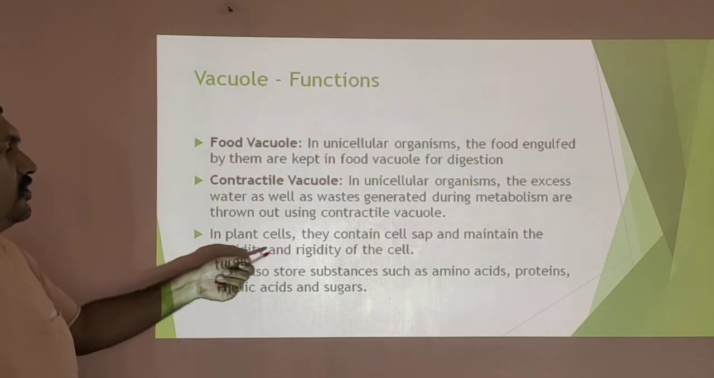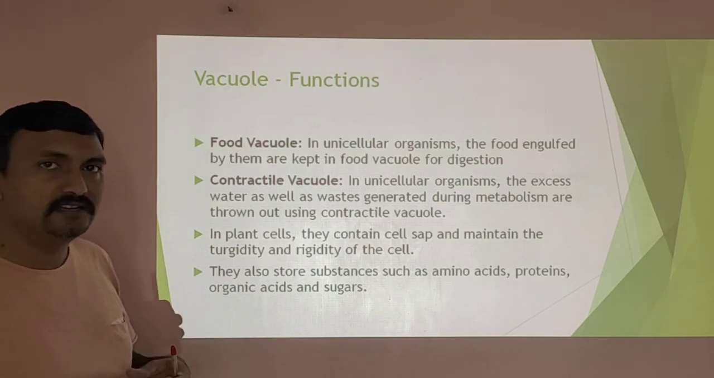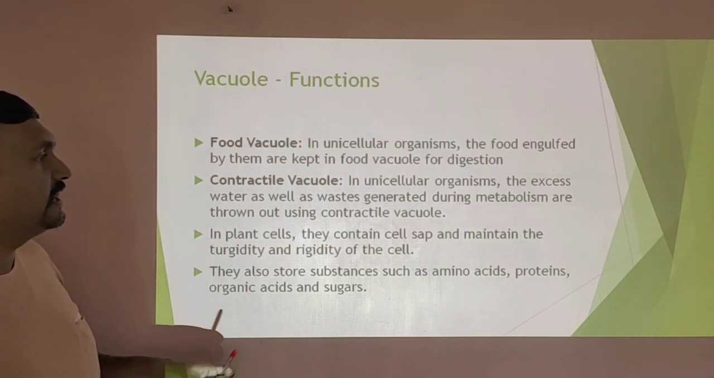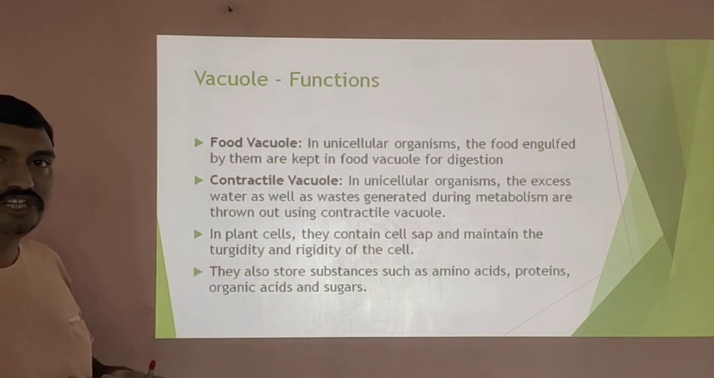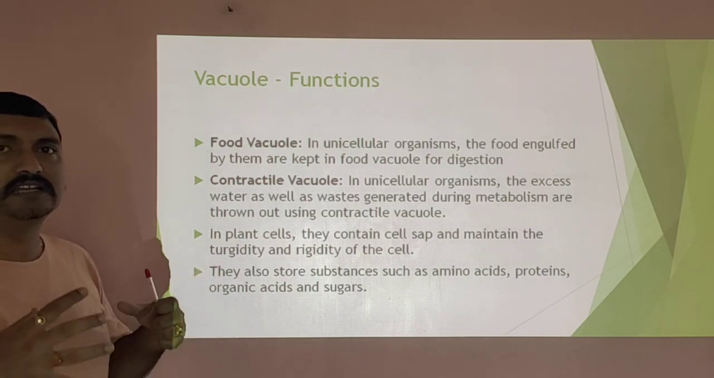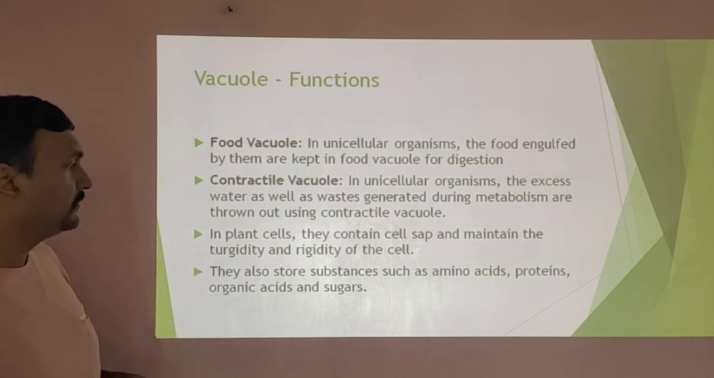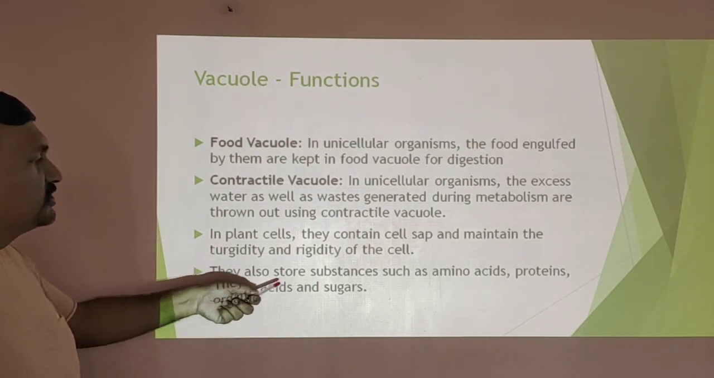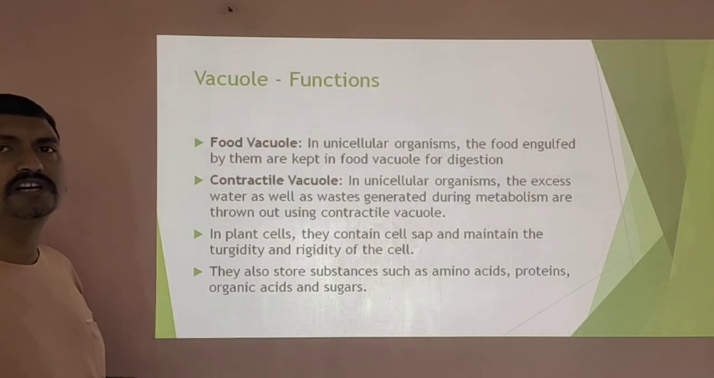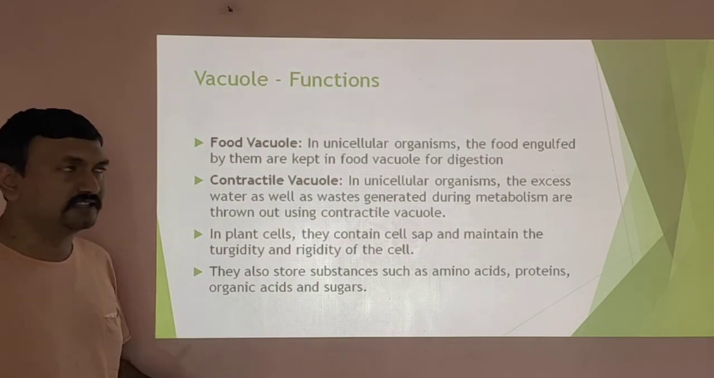In plant cells, they normally contain cell sap. What is cell sap? It's water plus dissolved minerals, etc. And they are responsible for maintaining turgidity and rigidity of the cell. Turgidity means it keeps the cell membrane fully extended. They also store substances such as amino acids, proteins, organic acids, sugars, etc. That function they can also carry out in animal cells.